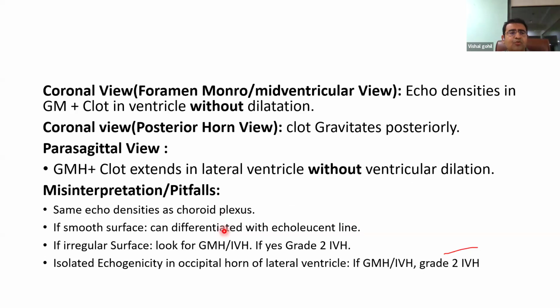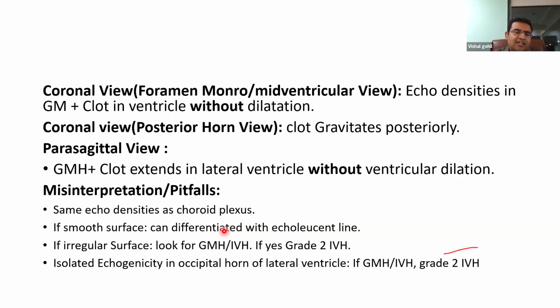And as we discussed, the most common misinterpretation would be because it has the same echo density as the choroid plexus. If your choroid plexus surface is smooth, you can differentiate with the echolucent line. If your surface is irregular, then look for the IVH in other parts of the lateral ventricle. If it is there, that means it is a part of the IVH, not part of the choroid plexus.